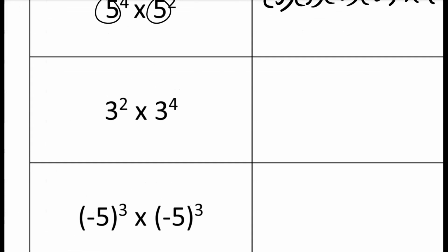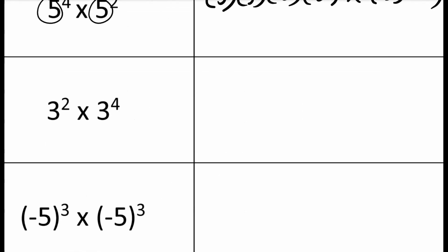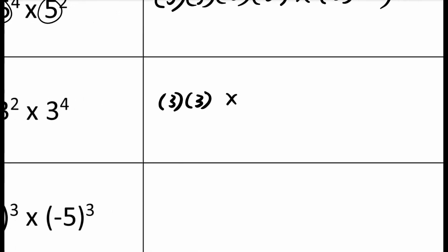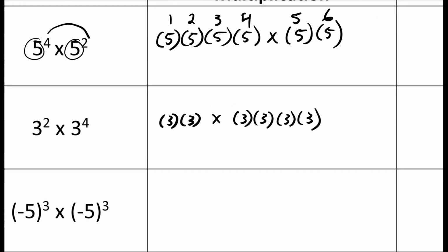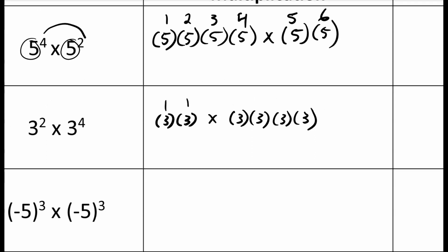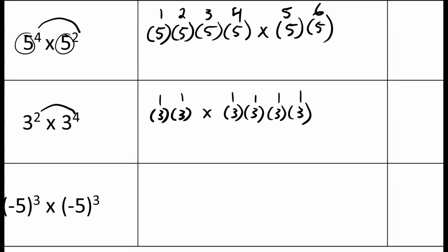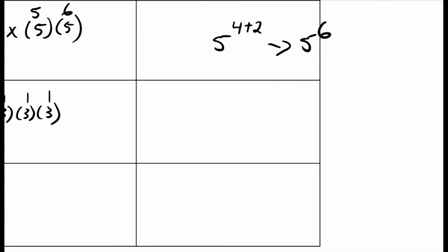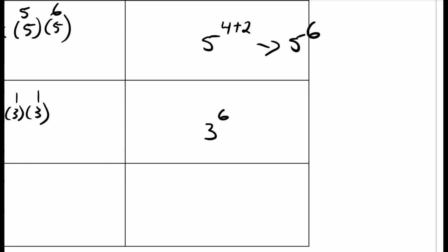In this example, we have 3 as our base, and if we were to write 3 to the power of 2 as repeated multiplication, you have 3 times 3, multiplied by 3 to the power of 4, which looks like 3 times 3 times 3 times 3. So in total here, we have 1, 2, 3, 4, 5, 6, or you could look at adding your exponents, the 2 and the 4, and you'll get 3 to the power of 6.